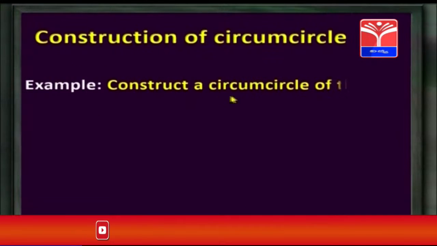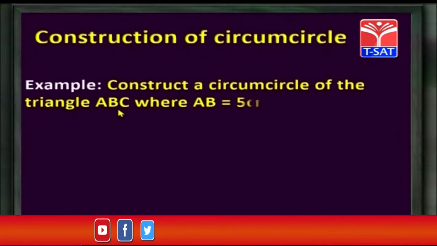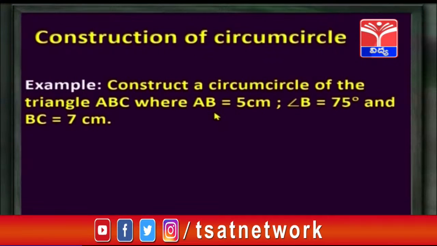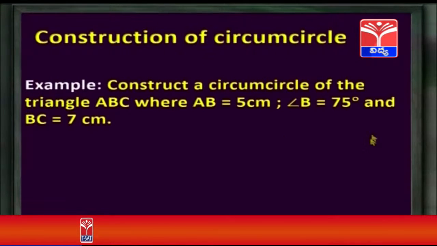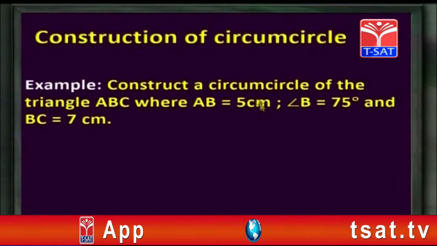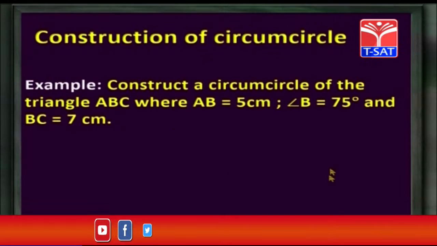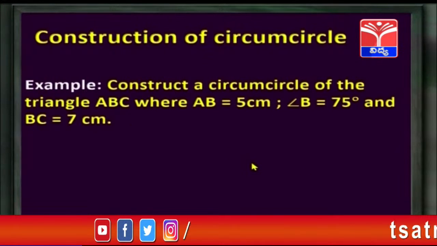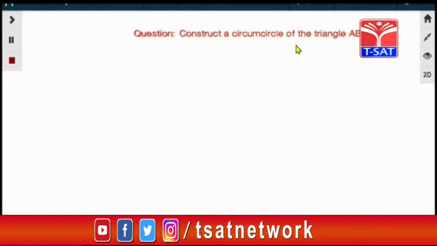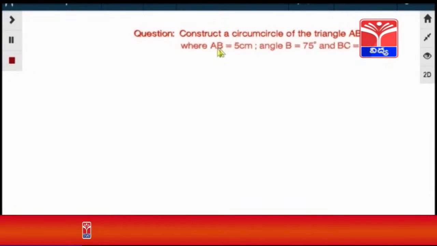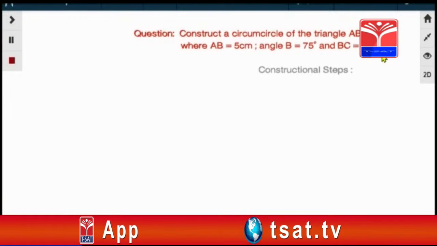Example: construct a circumcircle of the triangle ABC where AB is equal to 5 centimeter, angle B is equal to 75 degrees and BC is equal to 7 centimeter. That means first we need to construct a triangle with the given measurements. Then, for the triangle, we need to draw a circle passing through all 3 vertices, which is called the circumcircle. For this we also need to write the construction steps.